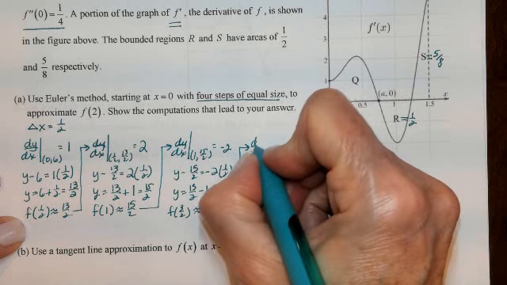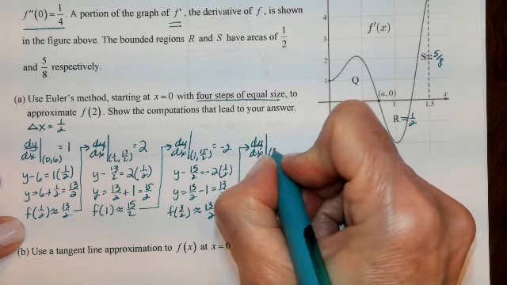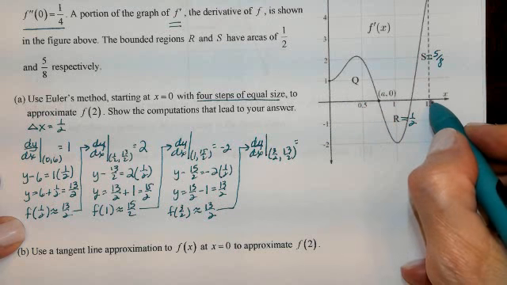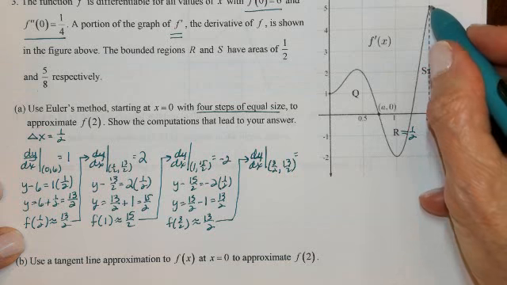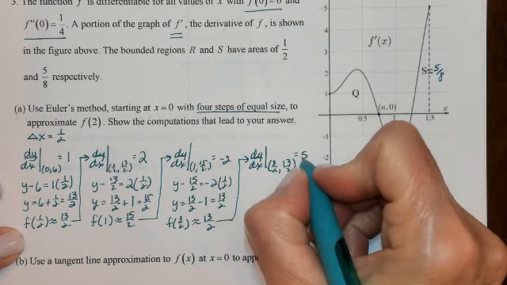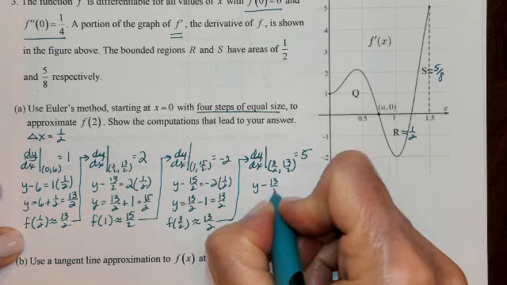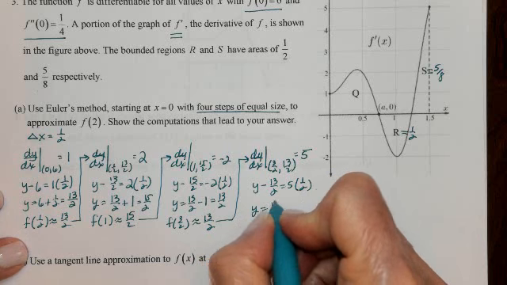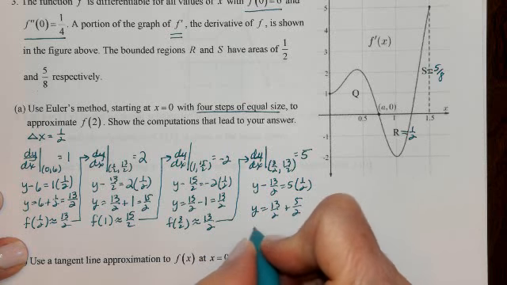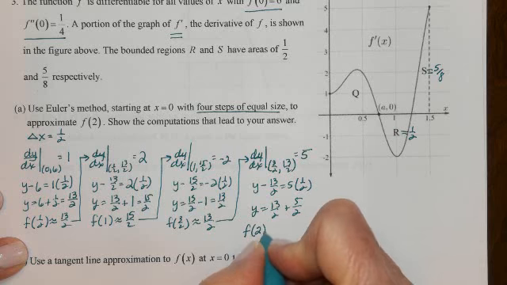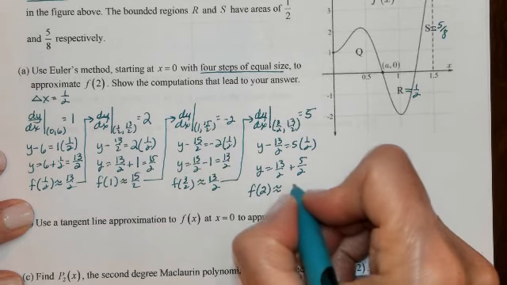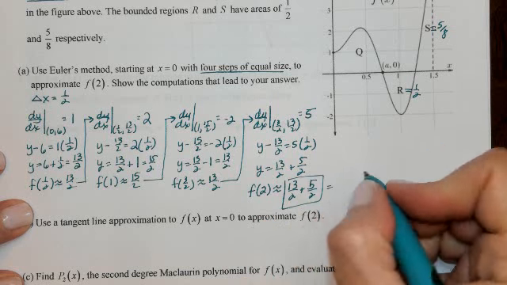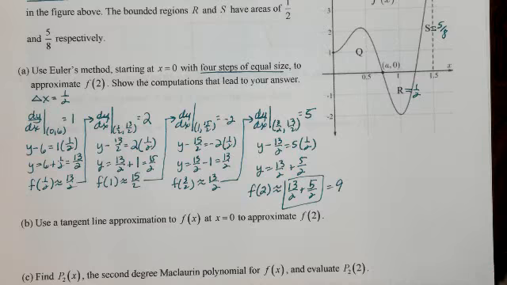Last step. dy/dx at our new point, 3/2, 13/2, is when x is 3/2, f prime is 5, right? So y minus the y value is the slope times delta x. So y is 13/2 plus 5/2. So our approximation for f of 2 is 13/2 plus 5/2, which is 18/2, or 9. Okay?